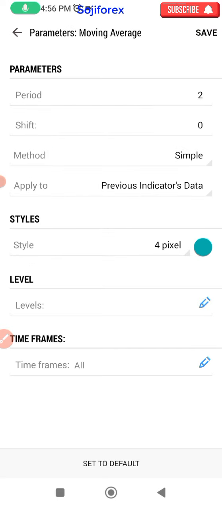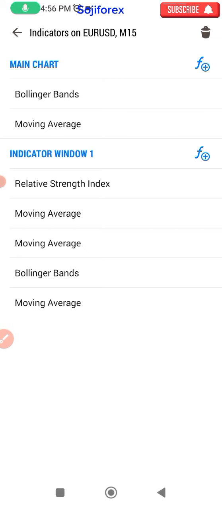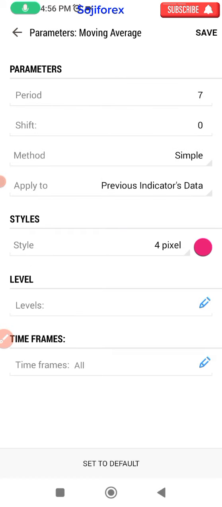Then the second one is moving average, and the period is 2, shift is 0, the method is simple, apply to previous indicator. The style is 4 pixels and the color is green. Please do not change the color of this indicator. And then the second is moving average, period 7, shift 0, method is simple, apply to previous indicator, and it is red in color.